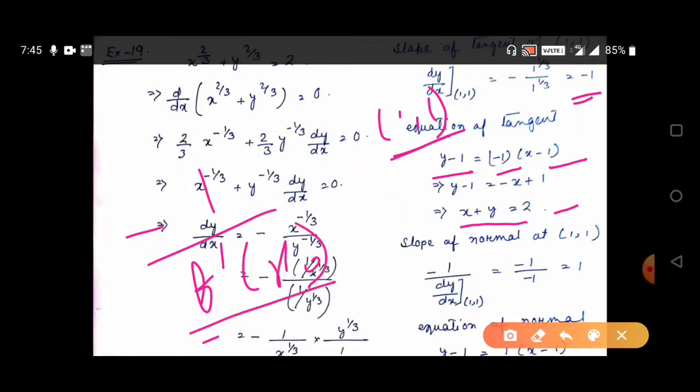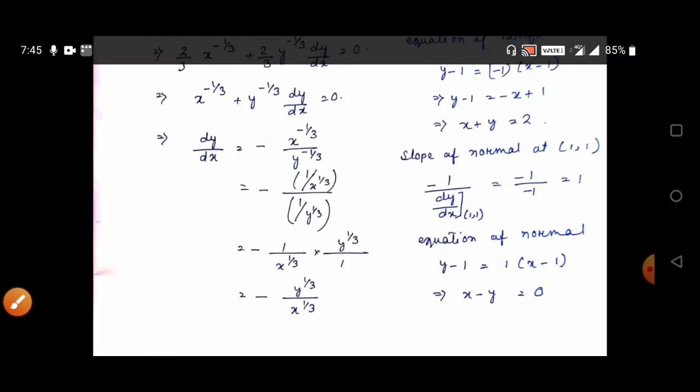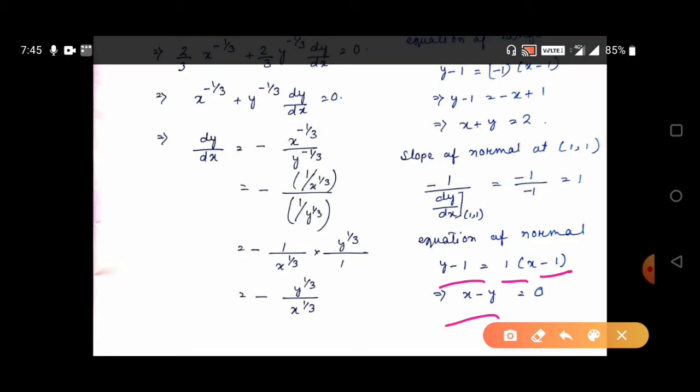In place of f dash x naught, we can write dy by dx at 1, 1. Now the value of dy by dx at the point 1, 1 is minus 1. So from here we will get plus 1. Slope of the normal is plus 1. Now the equation of the normal will be y minus 1 is equal to 1 into x minus 1. So the equation of the normal will be x minus y is equal to 0.